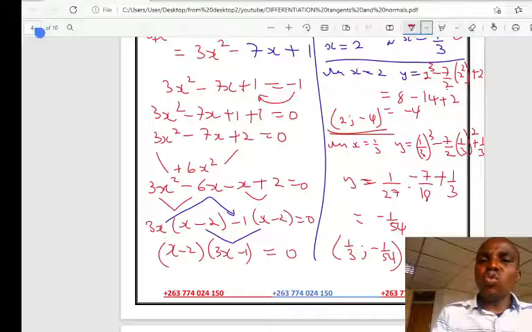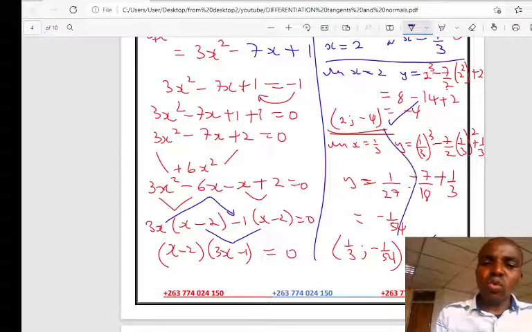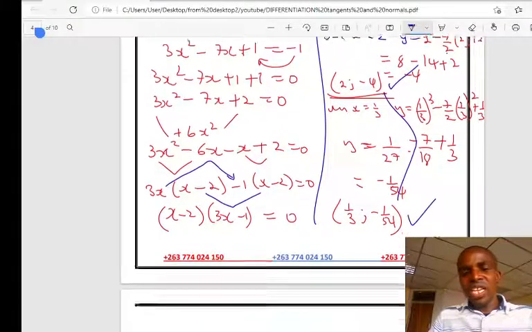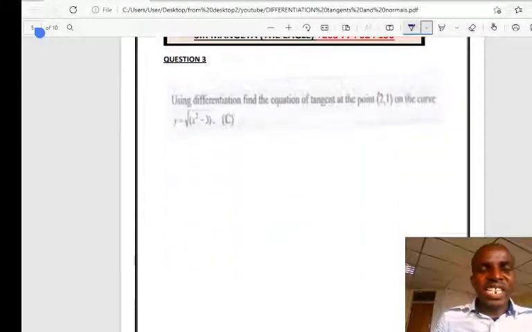So these are the two coordinates or points where the gradient is minus 1. So you have this one and this one. These two are the coordinates that you have to find in this case.